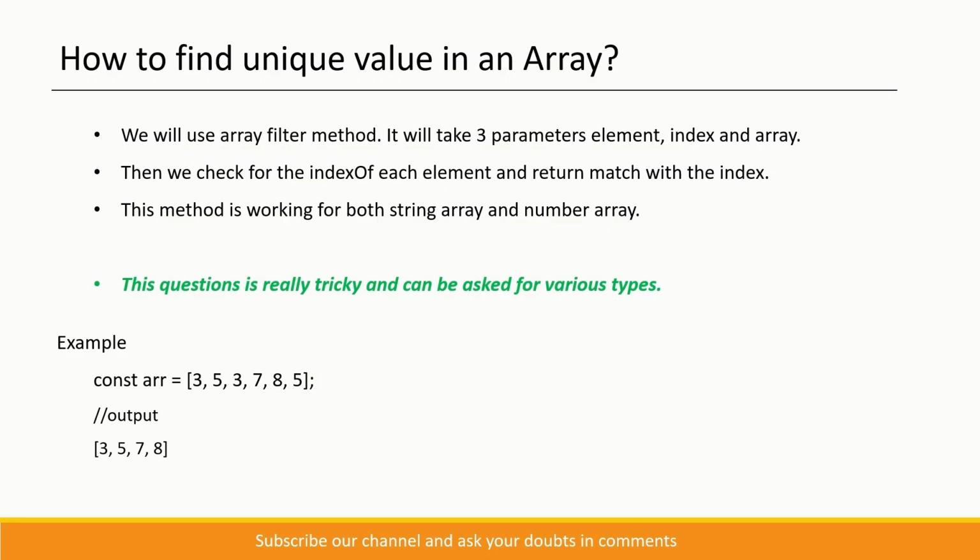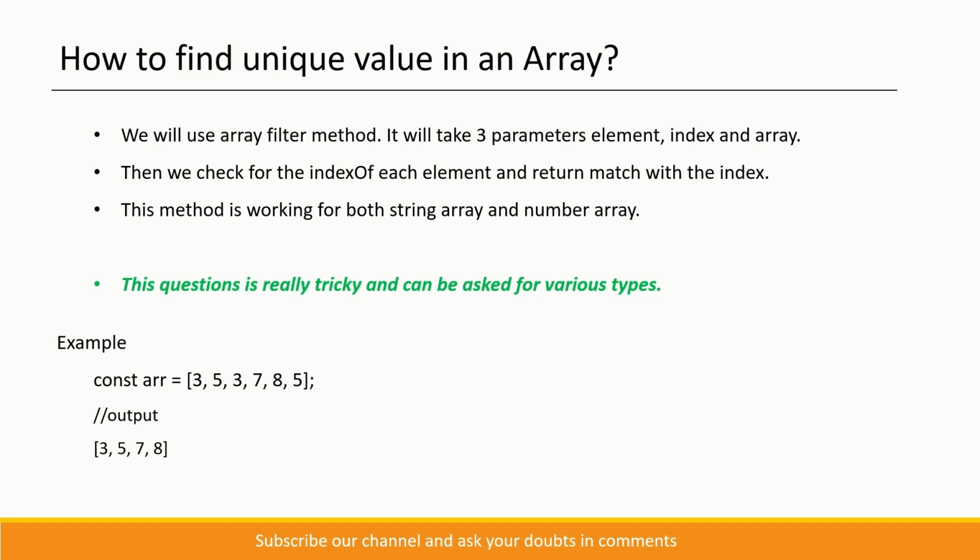Question: how to find unique values in an array? In JavaScript we will achieve this scenario using the array filter method. The array filter method takes three parameters: first one element, next one index, third one array. That array is nothing but the given array. That index is the current index of that array. That element is each and every element inside that array.